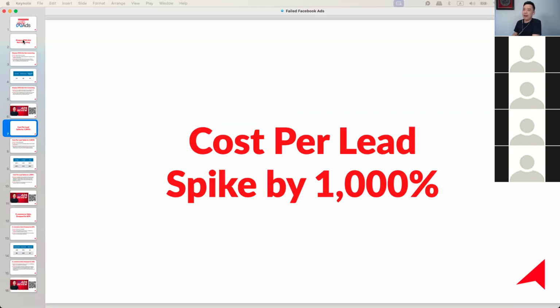Yeah, they were getting less than 10 US dollars per lead. And after they tweaked this, I think they were actually seeing about $120 per lead. I don't know how many percent, but it's really a ridiculous spike in terms of the cost per lead.